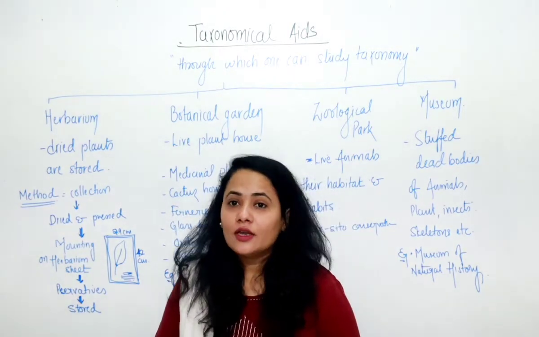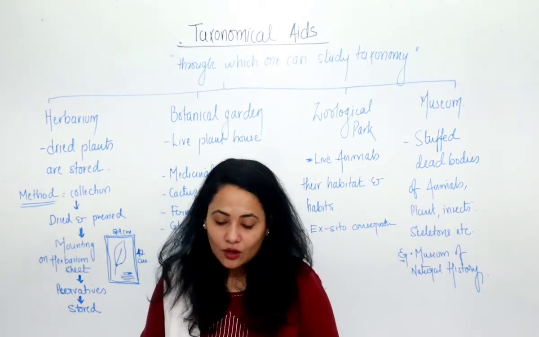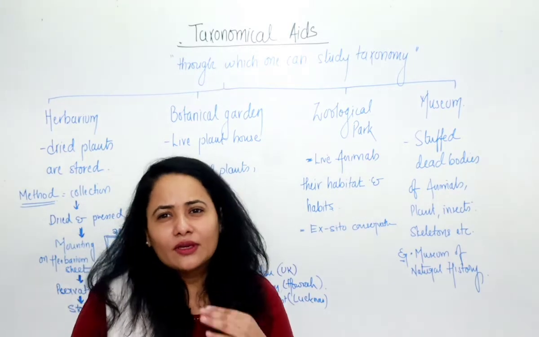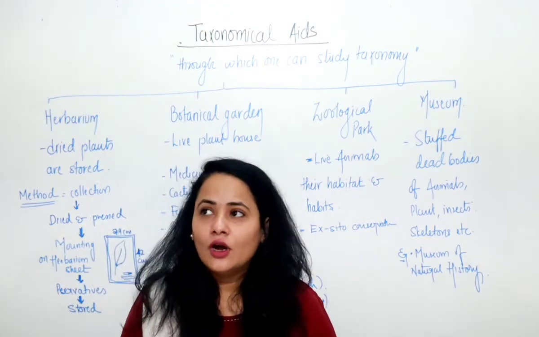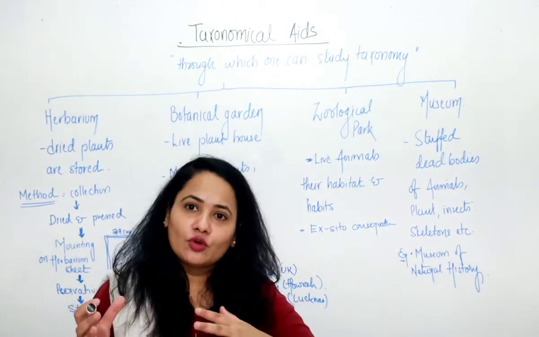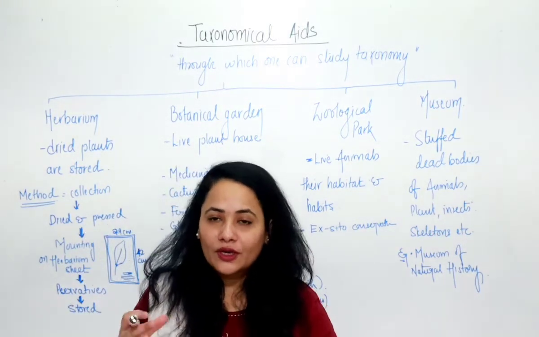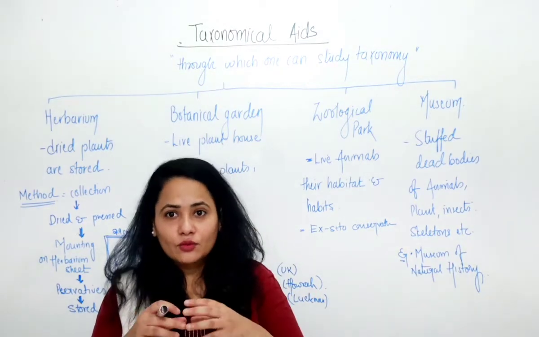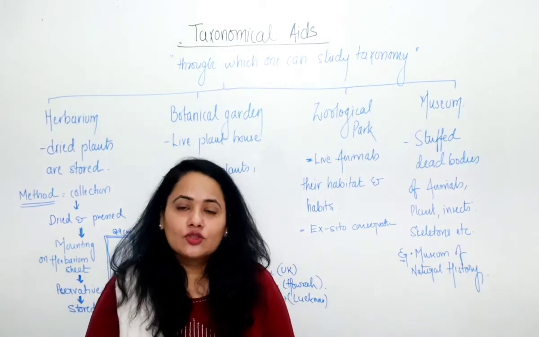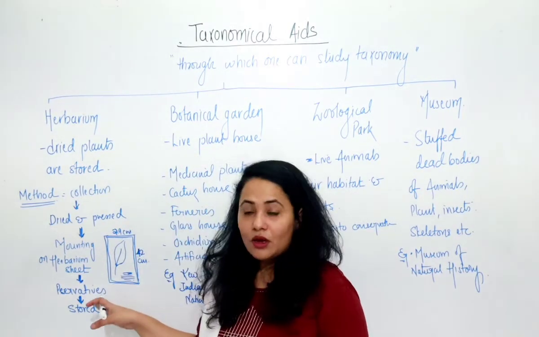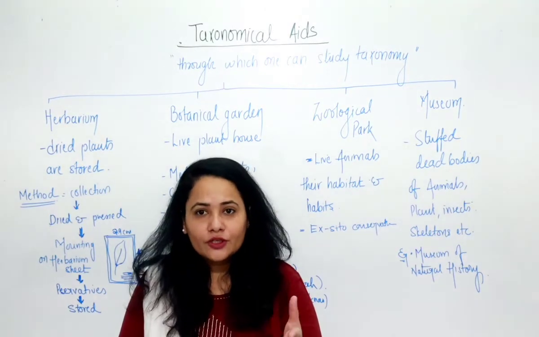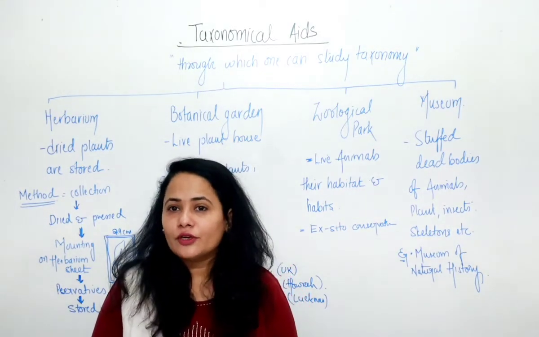The first one is herbarium. Now, what is meant by herbarium? You can consider it synonymous to a museum. In a museum we store the dead bodies, preservatives are added and we store them inside, right? Stuffed dead bodies, ideally. So what do we do in a herbarium? A herbarium is a storehouse of dead plants, particularly those plants which are not available in an area.